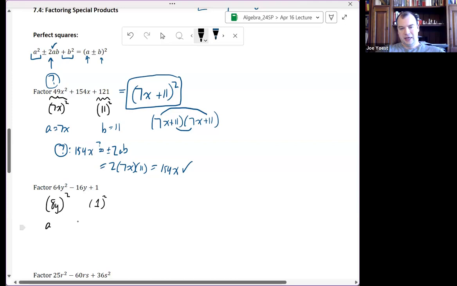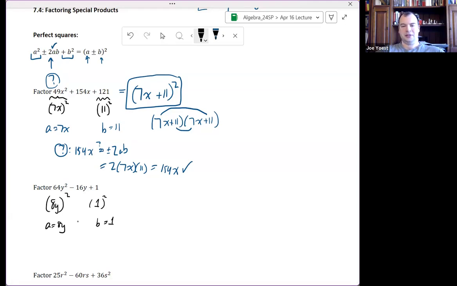So here I would have A being 8y and B equals 1. And then my question is, is negative 16y equal to plus or minus 2ab? Or is it equal to negative 2ab? We see a and b are both positive, so to get negative 16y, we'd need to be looking at negative 2ab. So is this true? What's negative 2ab? It's negative 2 times 8y times 1. And yes, that does give me negative 16y.